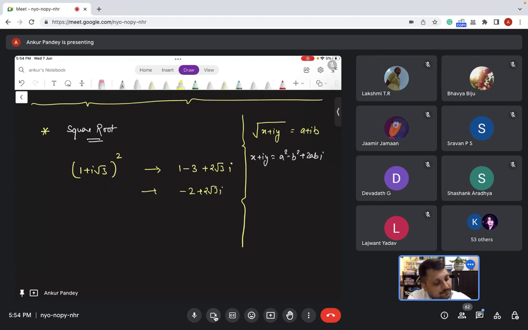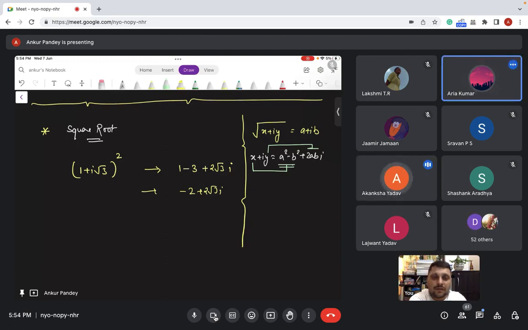Right or no? So, x is equal to a square minus b square and y is equal to 2ab. Visible or not? Real part is equal to real part. Imaginary part is equal to imaginary part. Got it? Yes, sir. Sure?